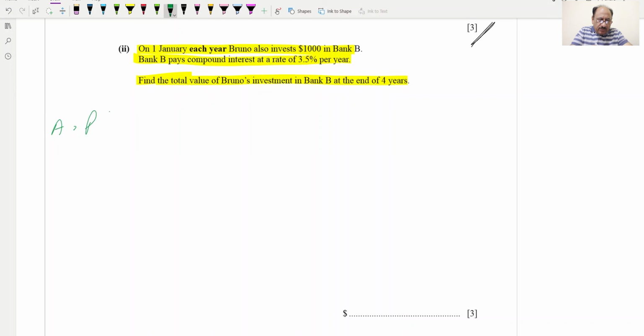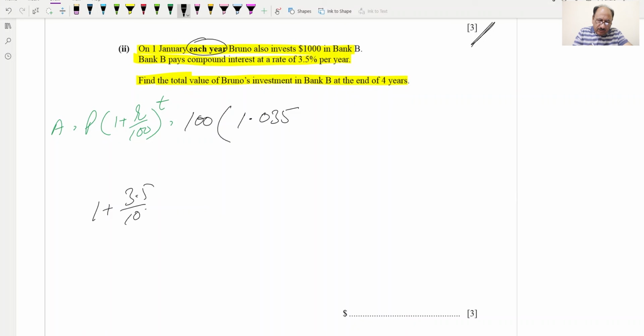A is equal to principal amount into 1 plus rate over 100 raised to the power t. But the twist in the question is that each year he's investing, so this value will be changing for each year. So it will be 1.035, which we can write like 3.5%. This is 1 plus 3.5 over 100, which is basically this much amount. So I have written this as 1.035, and this will be for the first year.